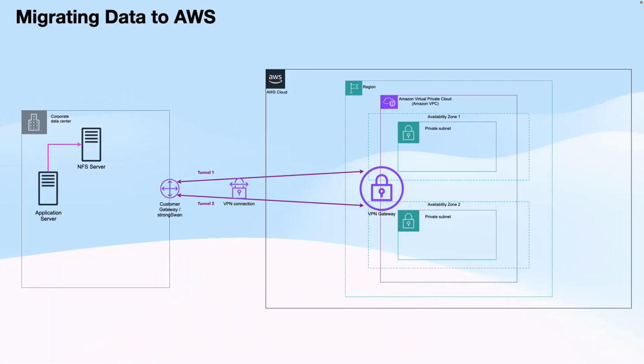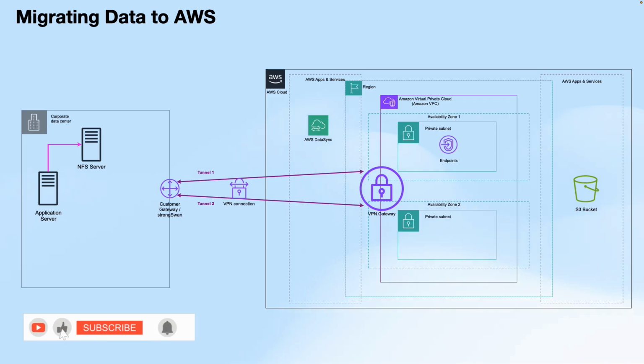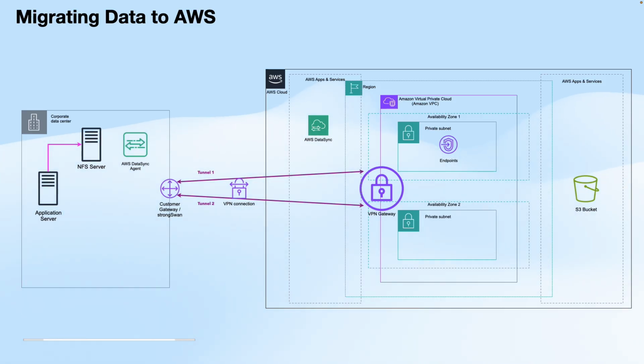So let me simplify the architecture and show you what we are going to implement. First we are going to create an S3 bucket in an AWS region, like the US East 1 region, and then we'll create an AWS DataSync instance. Once we create that, we will create an endpoint for the DataSync service, and then we will activate the agent on the on-prem region.